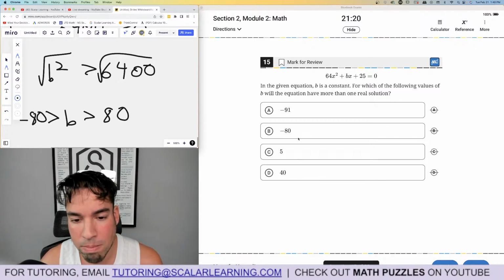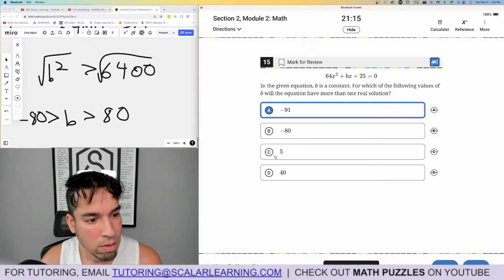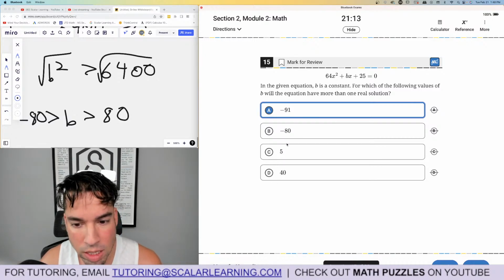So it can't be negative 80 on the dot. It could be negative 91 because that's less than negative 80. 5 is not greater than 80. 40 is not greater than 80.